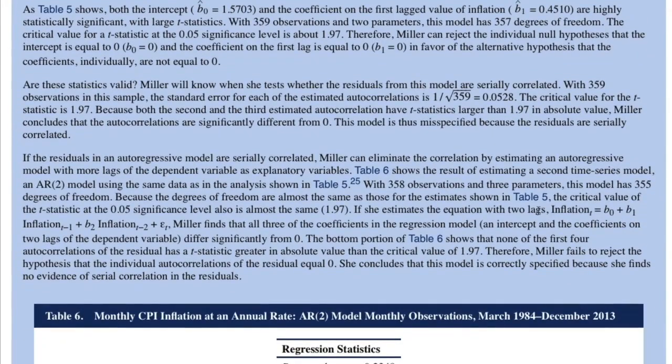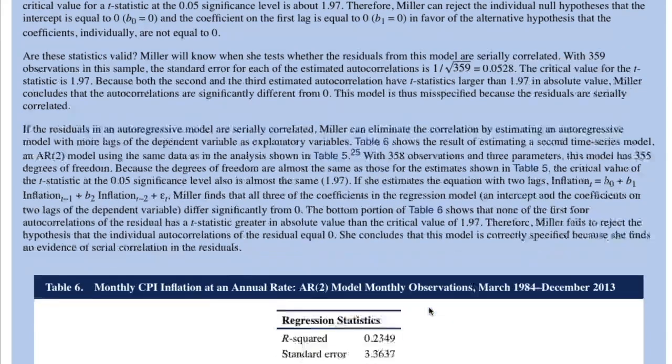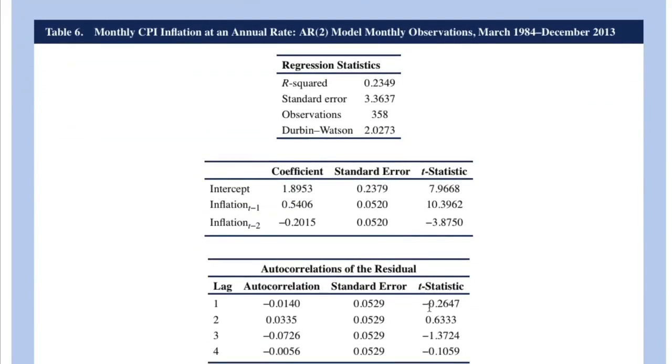We scroll down here. If she estimates the equation with 2 lags, inflation at time t is B0 plus B1, there's our first lag, plus B2, there's our second lag. So here are the results from going from an AR1.